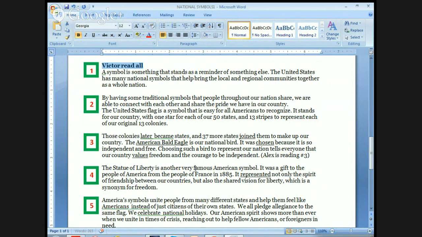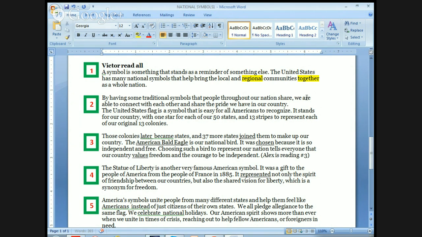A symbol is something that stands as a reminder of something else. The United States has many national symbols that help bring the local and religious communities throughout as a whole nation. By having some traditional symbols the people throughout our nation share, we are able to connect with each other and share the pride we have in our country. The United States flag is a symbol that is easy for all Americans to recognize.